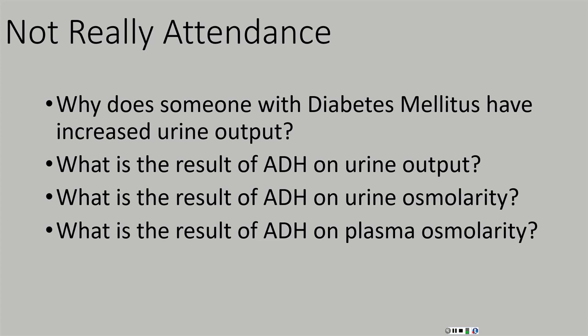And what is the result of ADH on plasma osmolarity? Well, we're pulling water out of the urine, or out of the filtrate before it becomes urine. Where does that water go? Ultimately, it goes back into the blood, into the plasma. So ADH decreases plasma osmolarity. All right, so let's move back to our lecture.